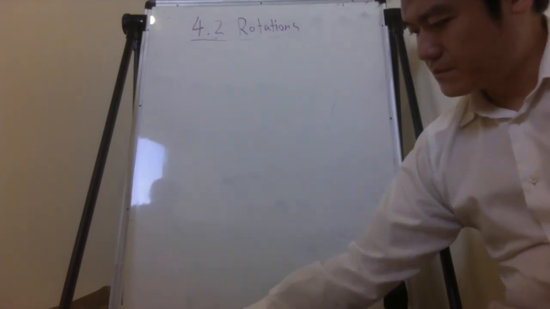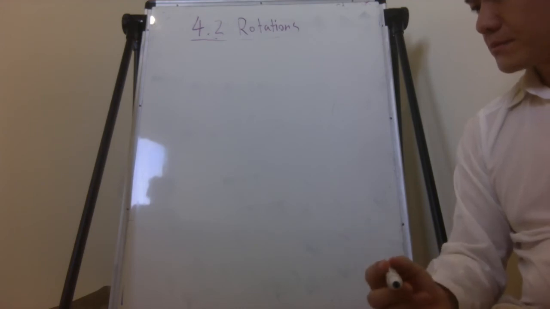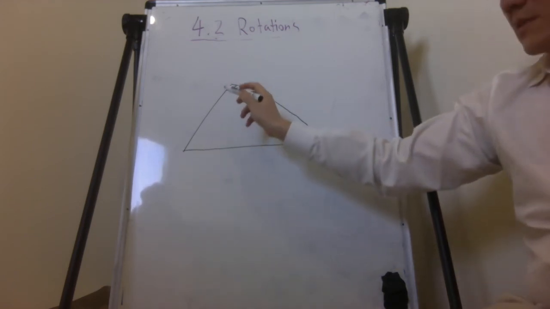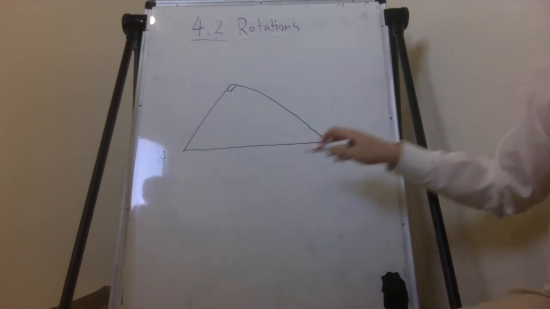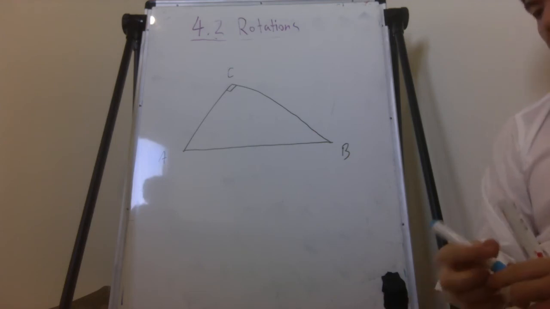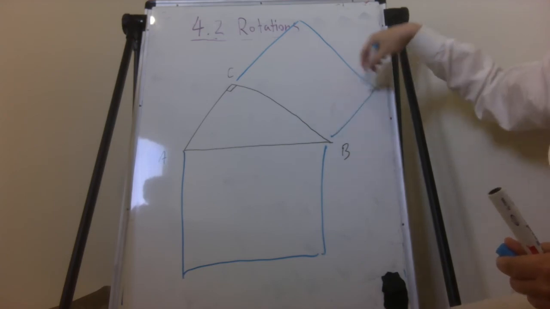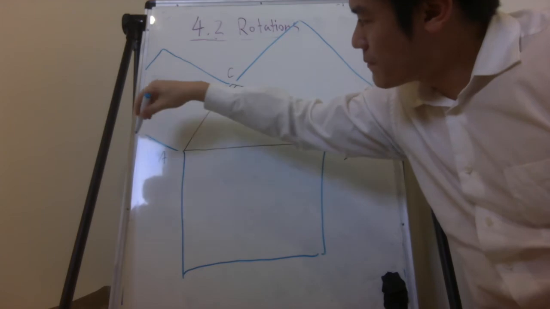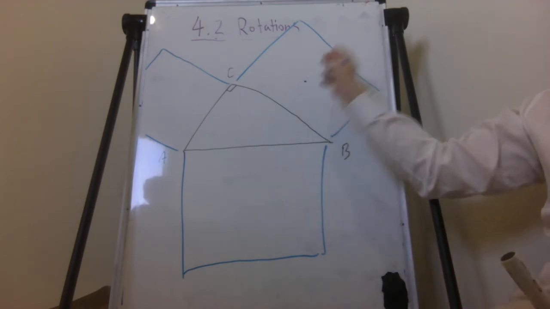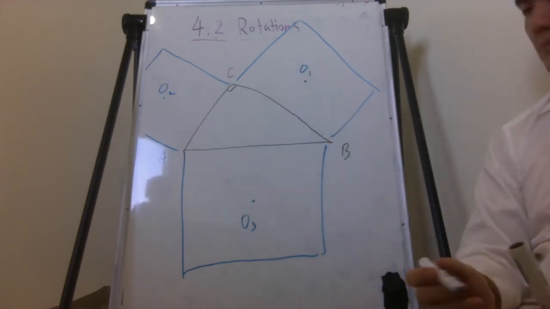So let me just draw the diagram again. We have some squares. This is a right triangle. This is C, A, B, C, yeah. Squares. Losing square integrity. Okay. So the centers of the squares are called O.